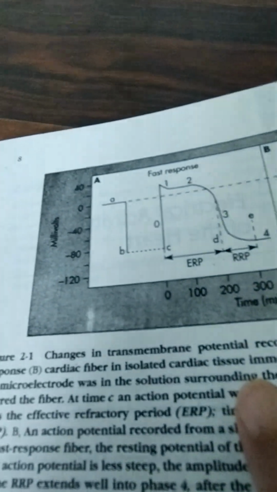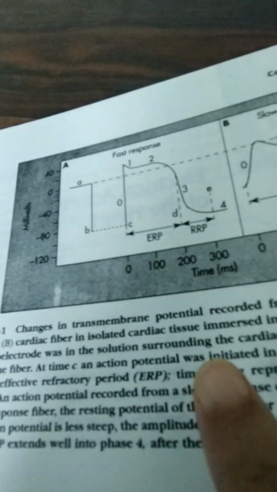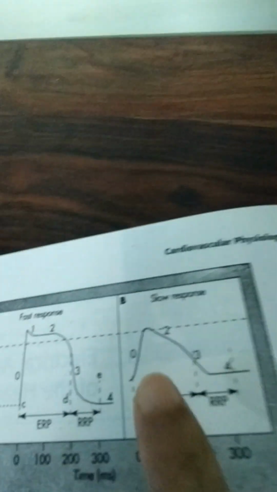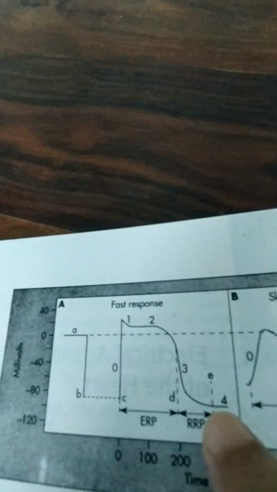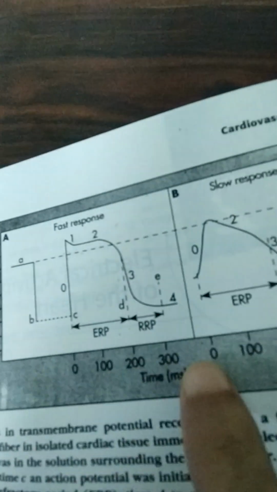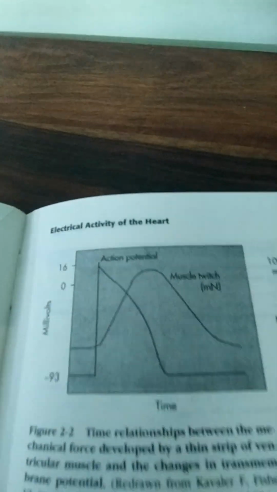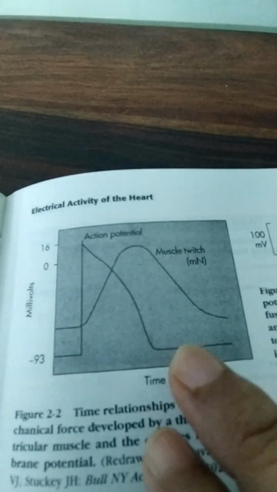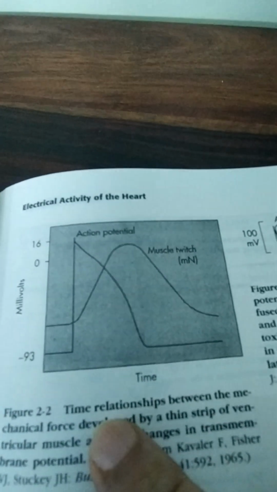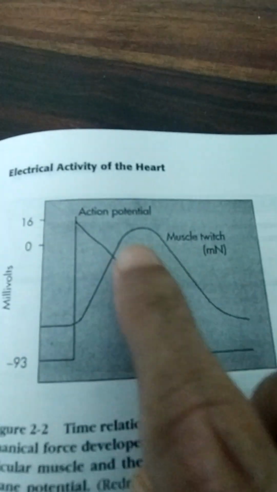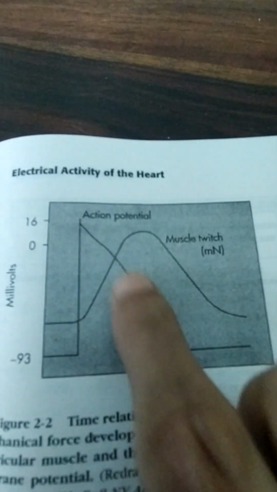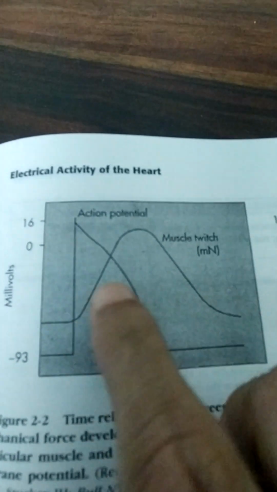So cardiac fiber activity, electrical activity, the ventricular activity, cardiac electrical activity. So you can see here in millivolts, and here it is time. You can also see here this very rare kind of graph where two things are given in the same graph. One is the muscle twitch, and the ventricular action potentials are correlated with the muscle twitch.